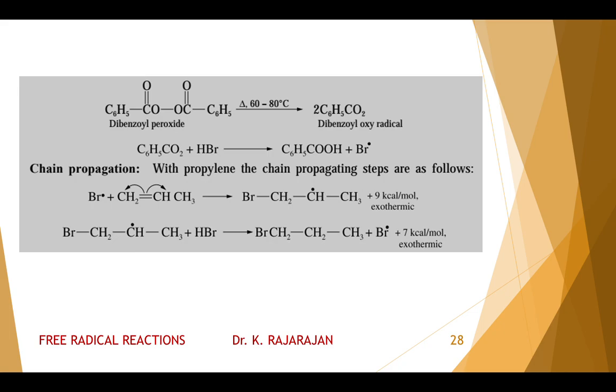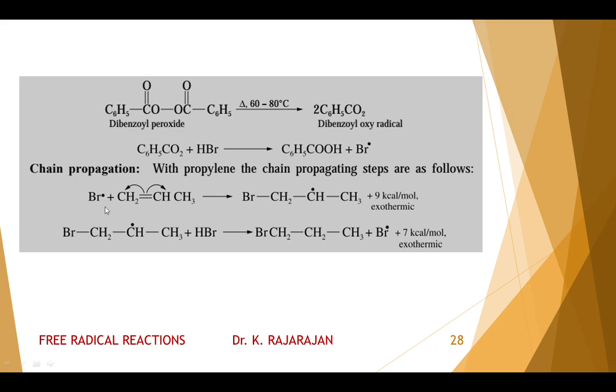So here, on the reactant side, you have dibenzoyl peroxide. When it is heated in the temperature range of 60 to 80 degrees centigrade, it forms the dibenzoyl oxy radical. The dibenzoyl oxy radical, when it combines with hydrogen bromide, gives benzoic acid and a bromine free radical. And in chain propagation with propylene, the chain propagating steps are as follows.